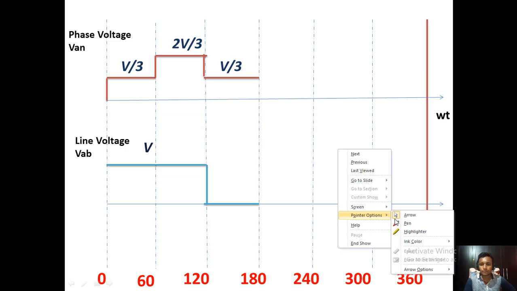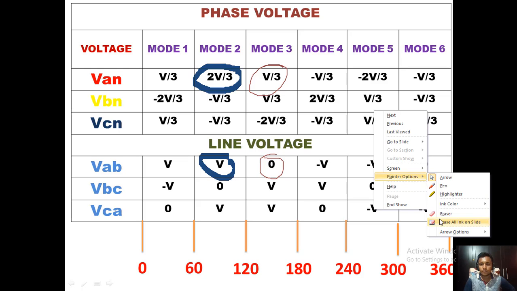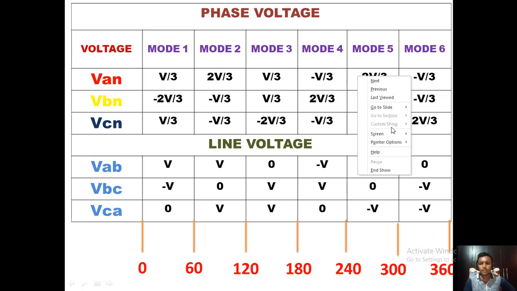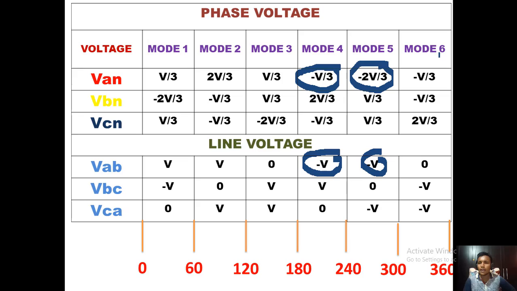Now in mode 4, you can see VAN is equal to minus V by 3 and line voltage is minus V, and also remember mode 5 is minus 2V by 3 and VAB is minus V, and in mode 6 you can see minus V by 3 and here it is 0.